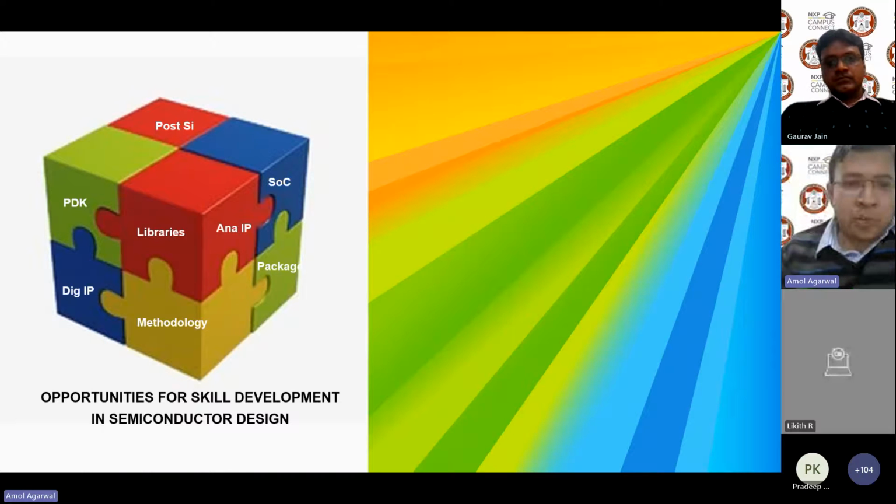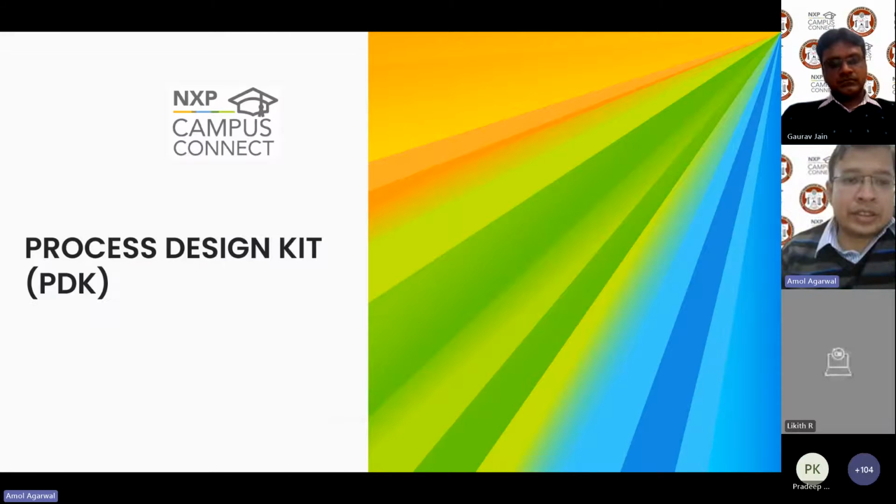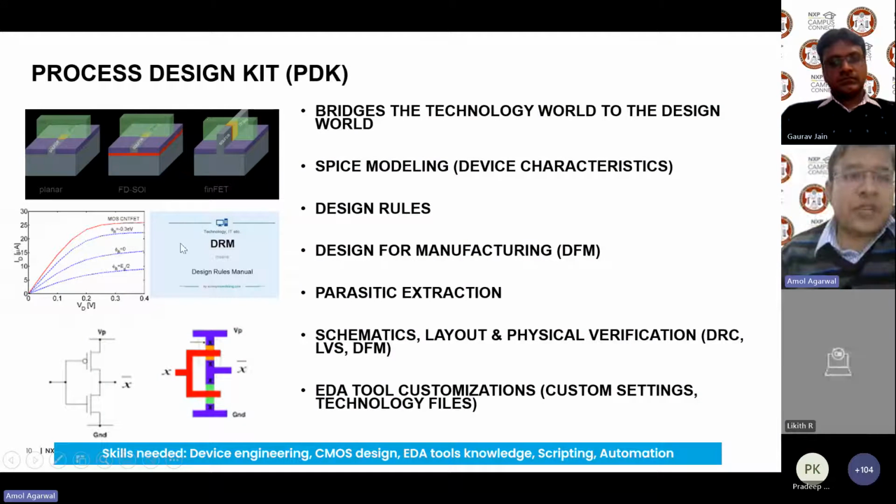So now we will go back to the topic, and we see what are the opportunities for skill development in semiconductor design. So we will see what are the different skills which are required for the different fields of chip designing. So process design kit, as we touched earlier. It basically bridges the technology world to the design world.